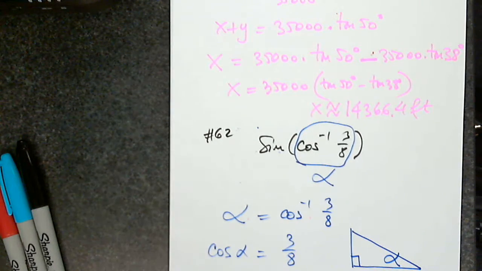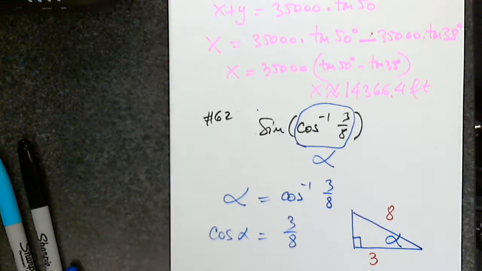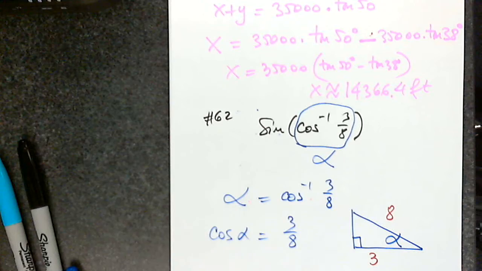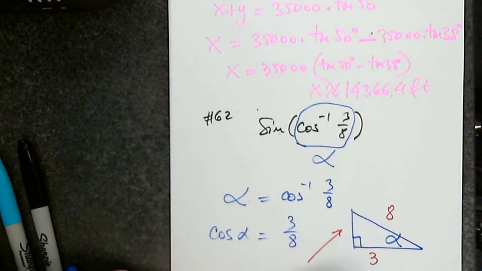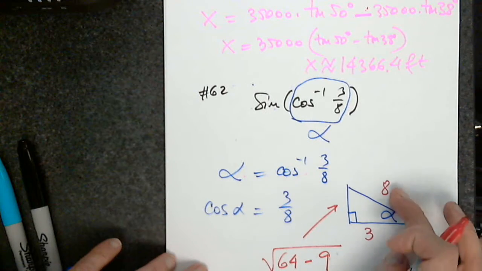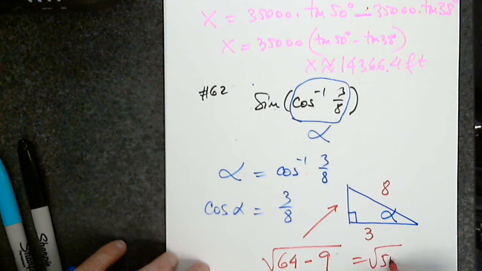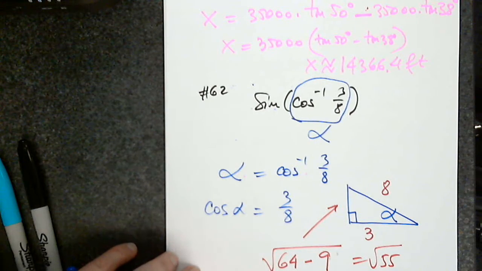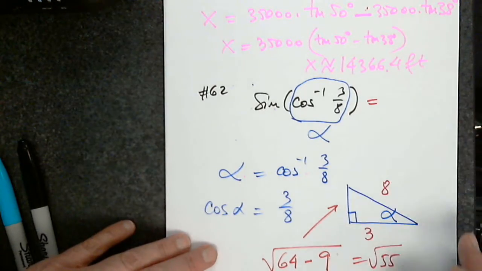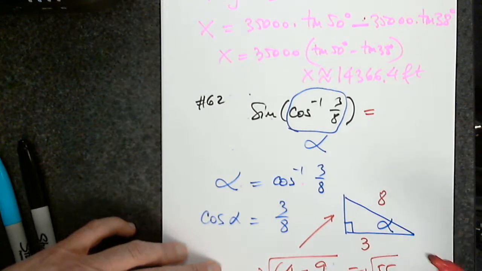I do know something about the measure of the sides. Cosine is the adjacent over the hypotenuse. Then I will find the other leg. This leg will be the square root of the hypotenuse squared minus the other leg squared: 64 minus 9. So this is the square root of 55. Good. Now I'm asked to find sine alpha, and I'm done. Sine alpha will be the square root of 55 over 8.